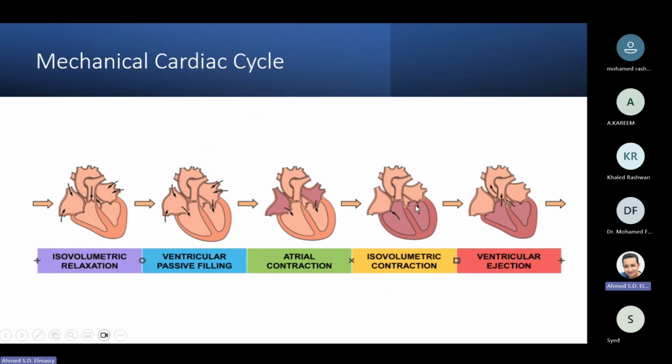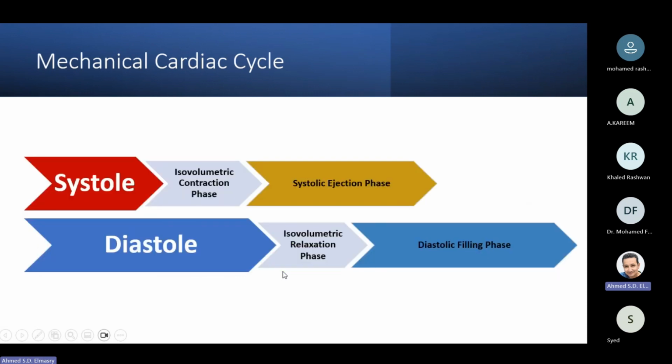Simply, it starts here with the closure of the mitral valve and the isovolumetric contraction phase. After that, the aortic valve will start opening, leading to initiation of the ventricular ejection phase. After that, the aortic valve will close, leading to initiation of the isovolumetric relaxation phase. Then the mitral valve will open, leading to the passive filling phase. After that, the atrial contraction will happen, leading to initiation of the active phase of ventricular filling. And again, this is the summary of the mechanical cardiac cycle.